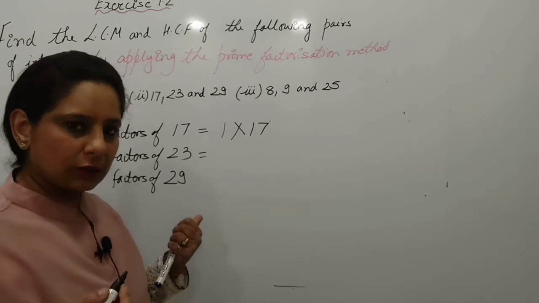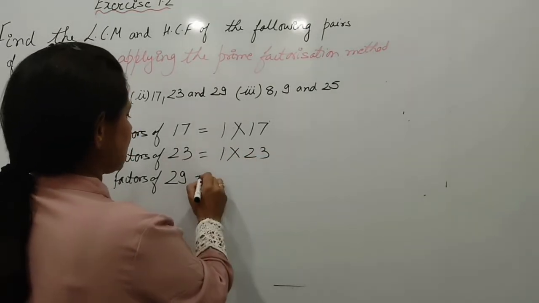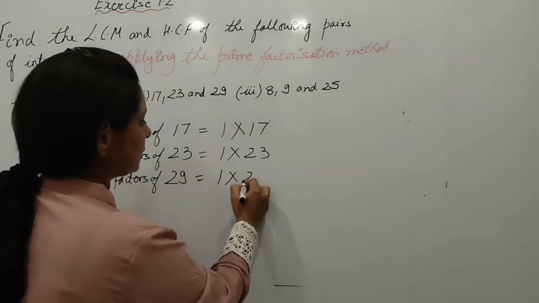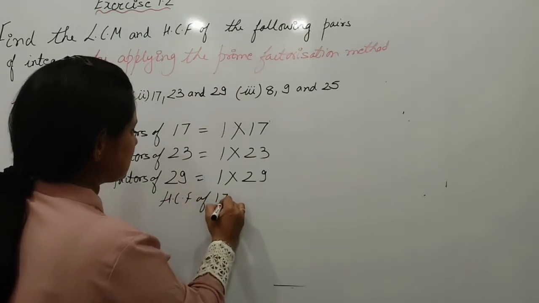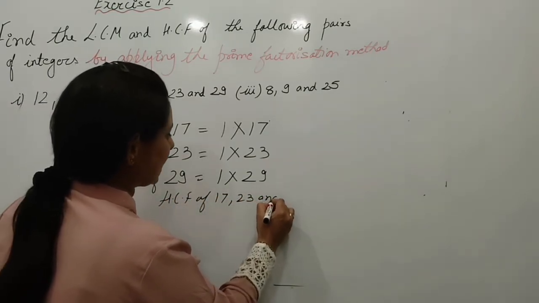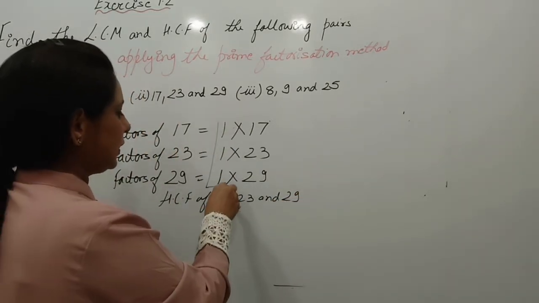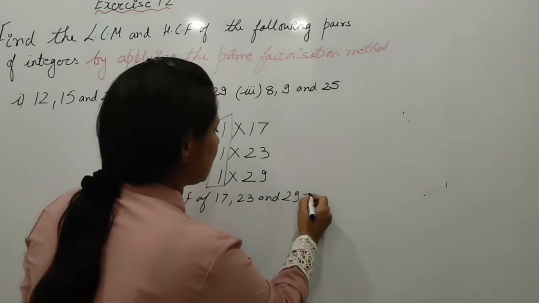23 के factors होते हैं? 23 is also a prime number. 29 again is itself a prime number. So the HCF of 17, 23 and 29. क्या है HCF इसका? It is only 1 because these 3 are prime numbers.